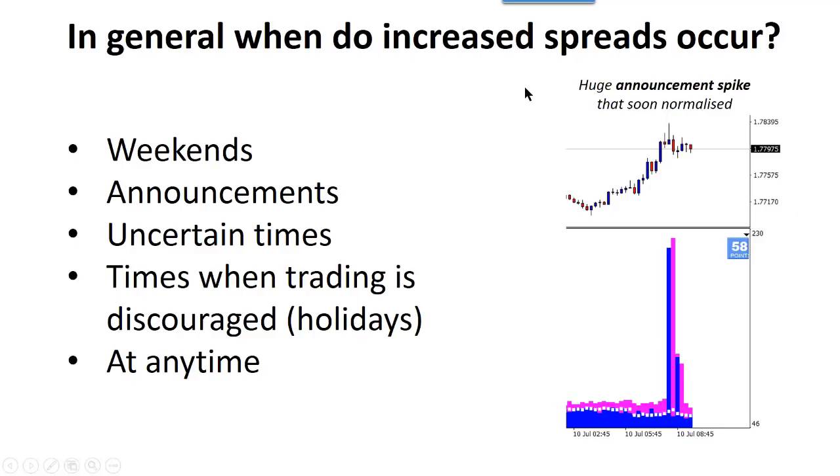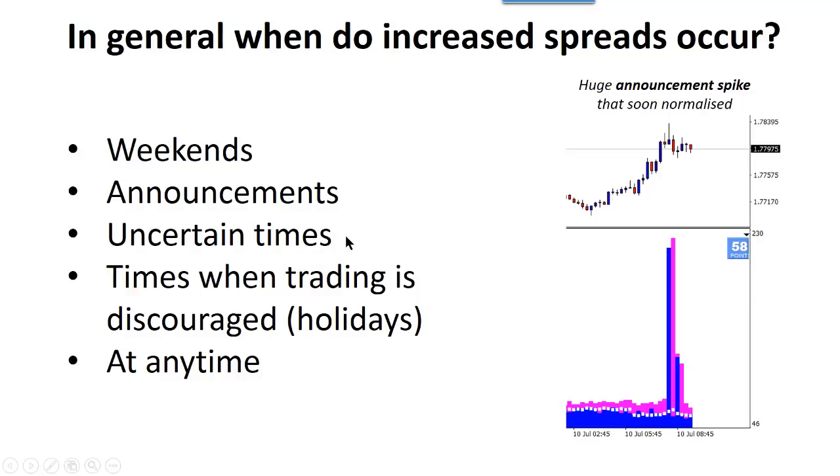In general, when do these increased spreads occur? Just yesterday, there was a pound announcement which affected all the pound crosses. Strangely enough, it didn't affect any other currencies except the pound crosses. And this is what happened. In this case, it shot up dramatically to 23. That there says 23 pips from an average of about 5 down here. So a huge increase prior to the announcement, but that's what happens with announcements.